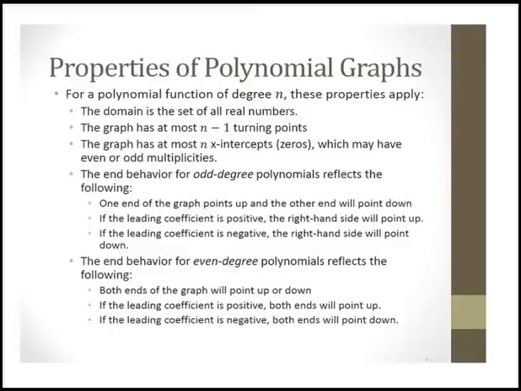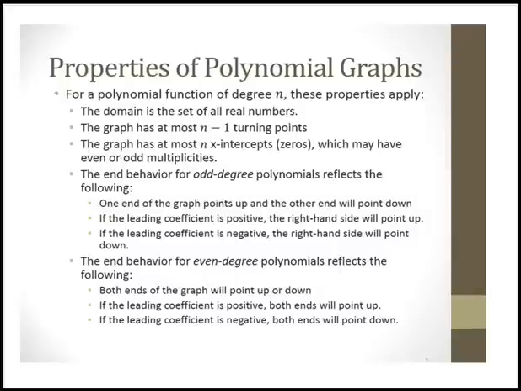So putting all of that together, properties of polynomial graphs. For a polynomial function of degree n, these properties apply. The domain is the set of all real numbers. The graph has at most n minus 1 turning points, 1 less than n. The graph has at most n x-intercepts. So if the degree is n, there can be at most that many x-intercepts. Now those intercepts may have even or odd multiplicities, which we talked about.